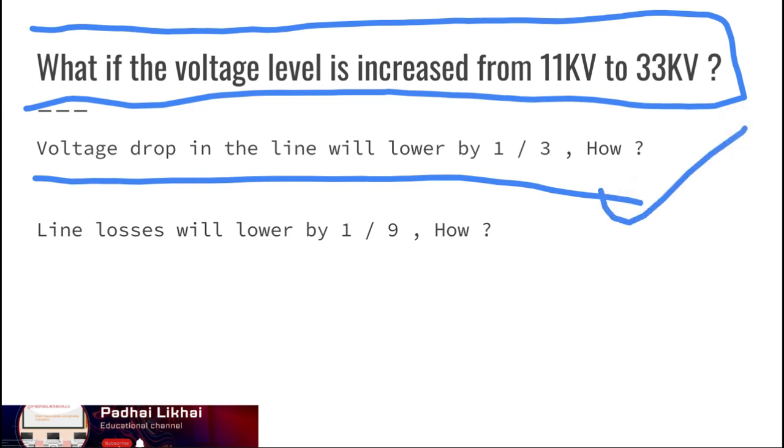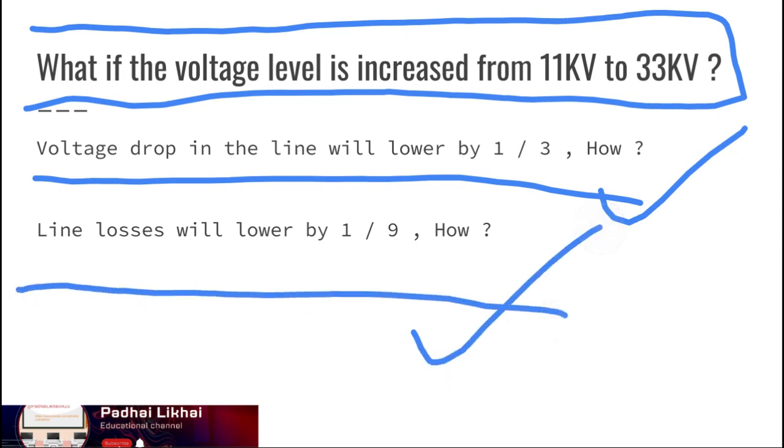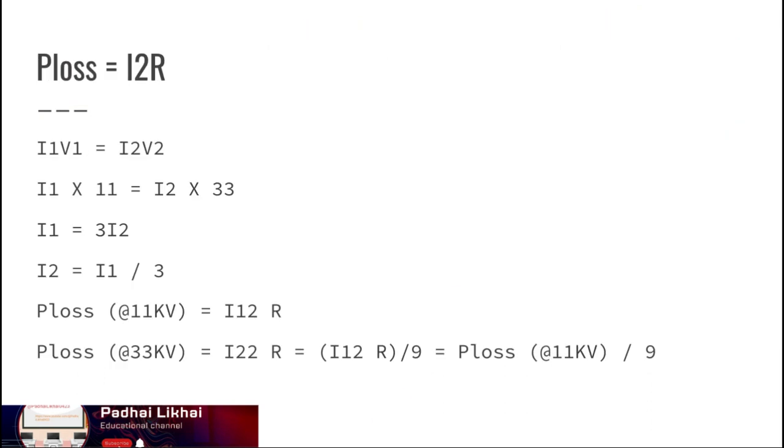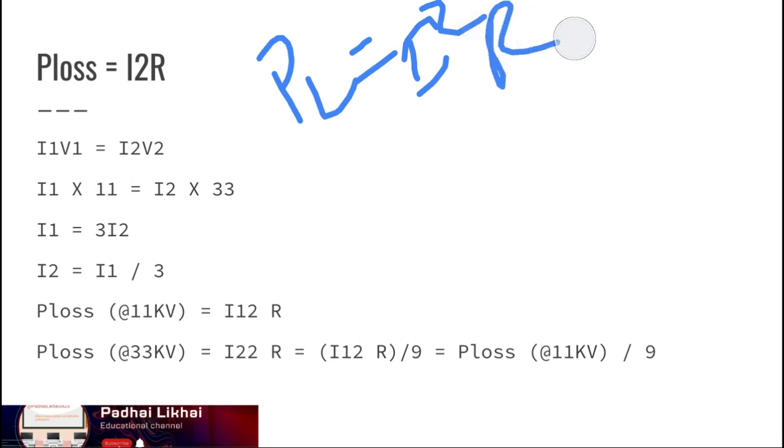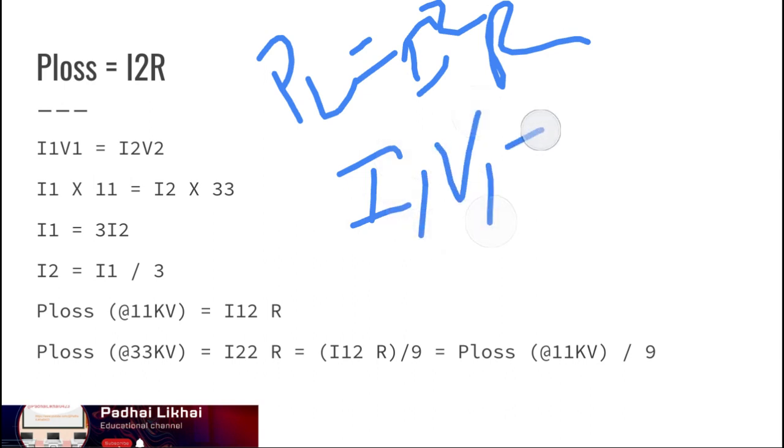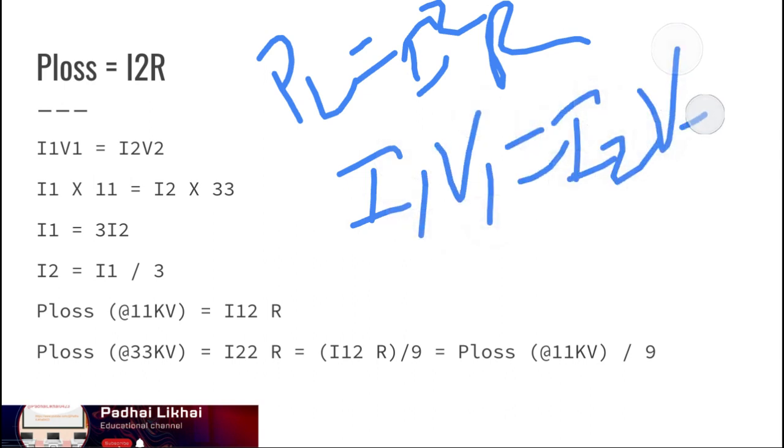We will see how. I also claim that the line losses will be reduced by a factor of 1 by 9. Let us see how. As we know, power loss is equal to I square R. We also know from our previous discussion that I1 V1 is equal to I2 V2. This relation holds for a step up transformer or any transformer.